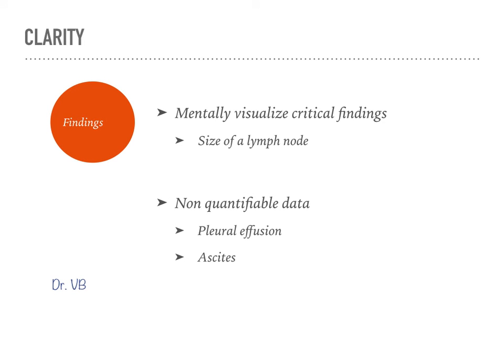The physician should be able to mentally visualize the critical findings that you are conveying. So the size of lymph nodes which you document, for example, should be put in such a way that the significance of that enlarged lymph node is conveyed. There's no point writing measurements of all the lymph nodes you see in and around the region if they are of no significance.